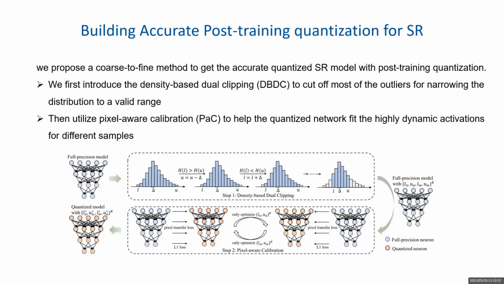To address the above issues, we propose a close-to-5 method to get an accurate quantized SR model with post-training quantization. The first step is the density-based dual clipping, which aims to cut off most of the outliers for narrowing the distribution to a valid range. The second step is the novel pixel-aware calibration, which helps the quantized network fit the highly dynamic activation for different samples.